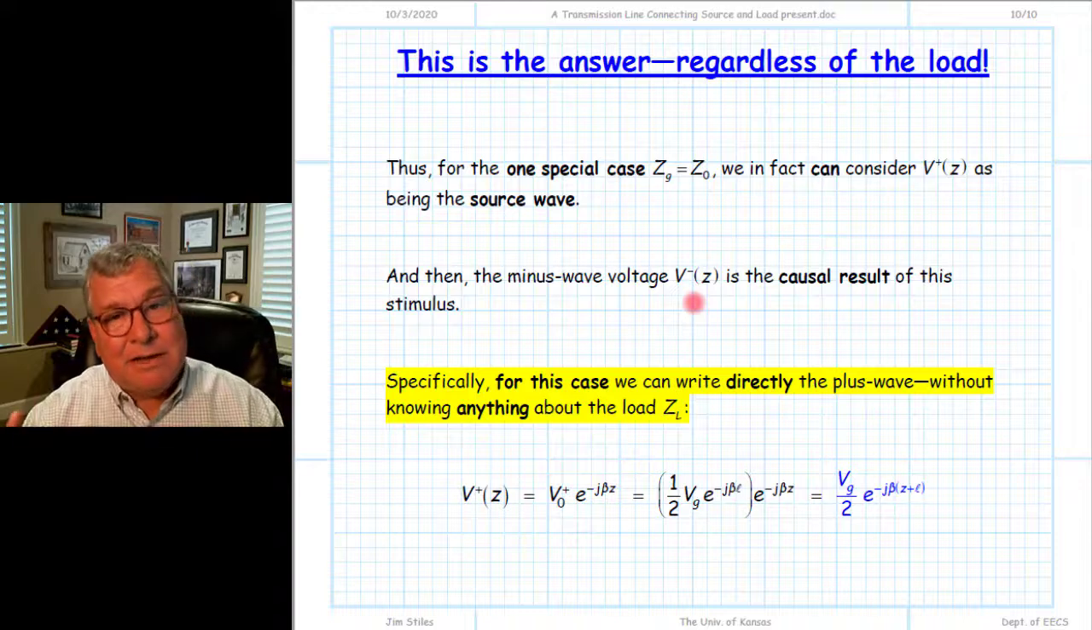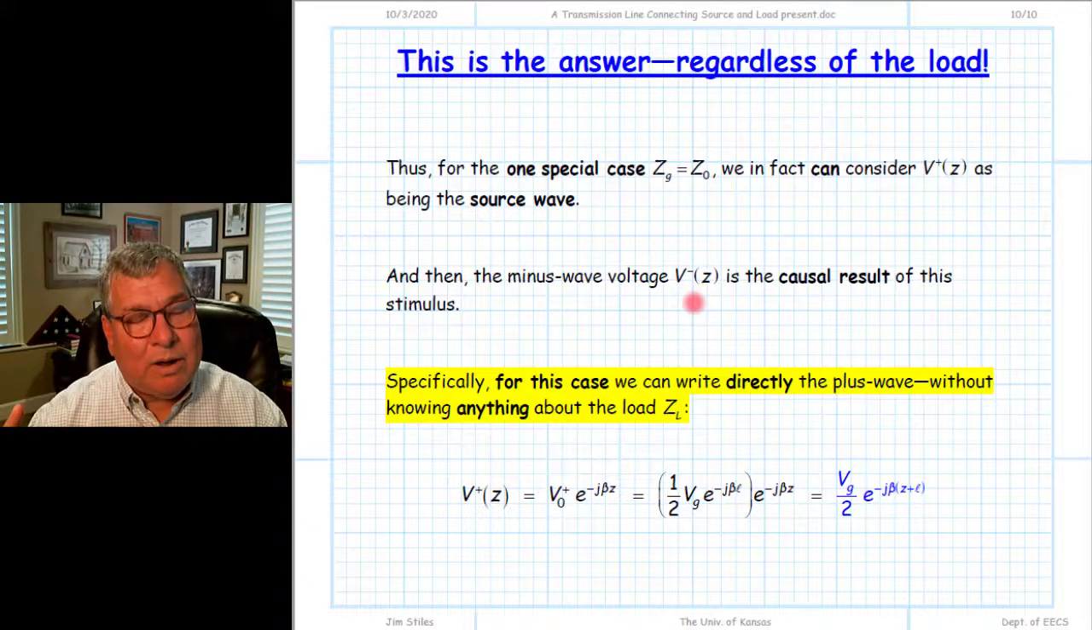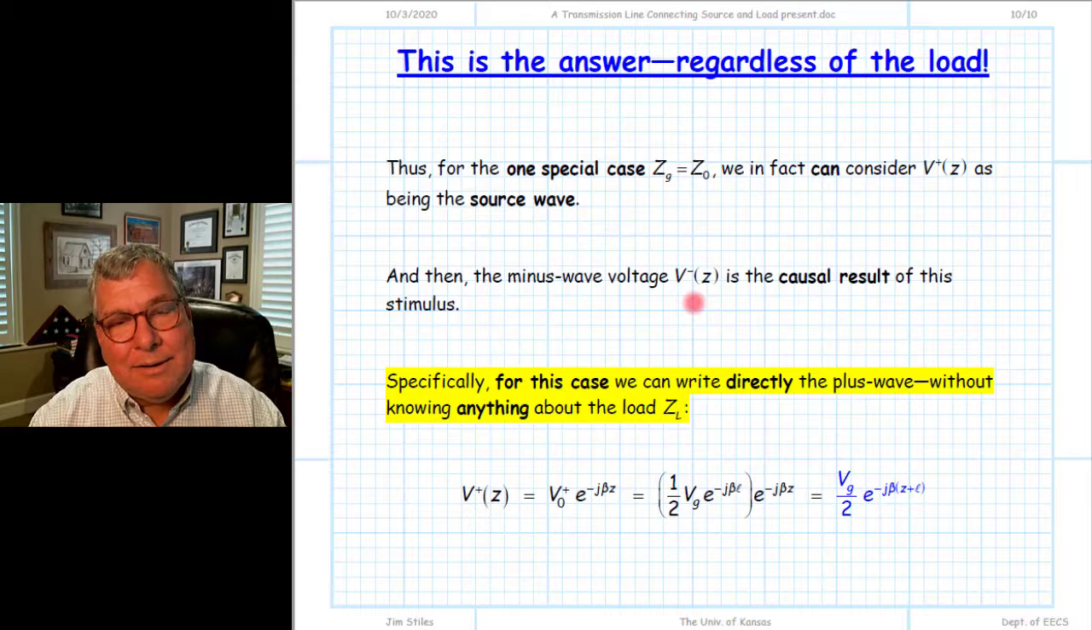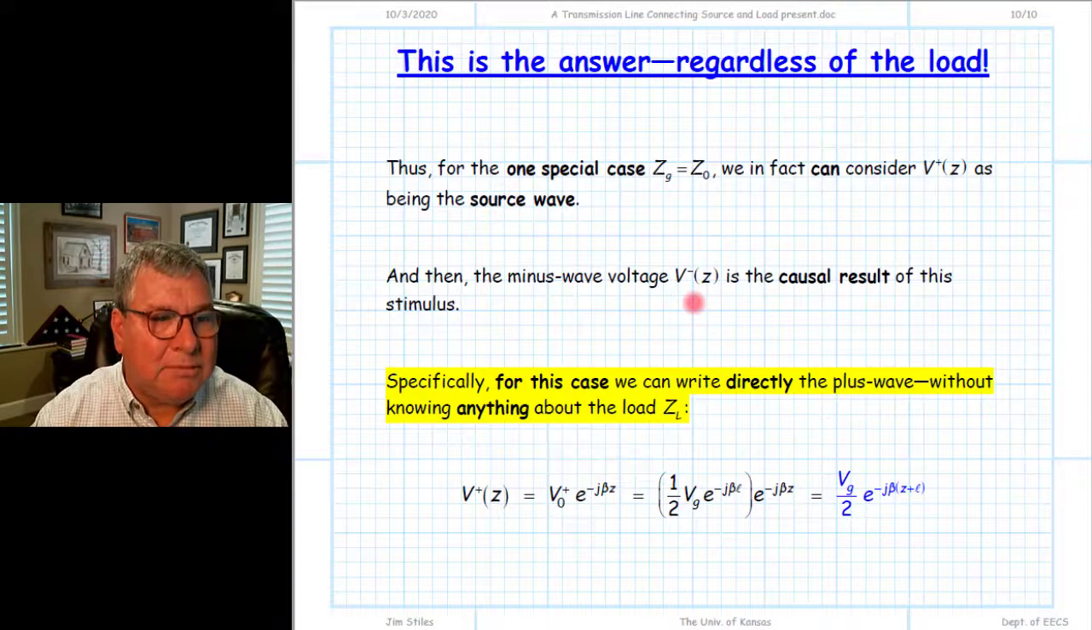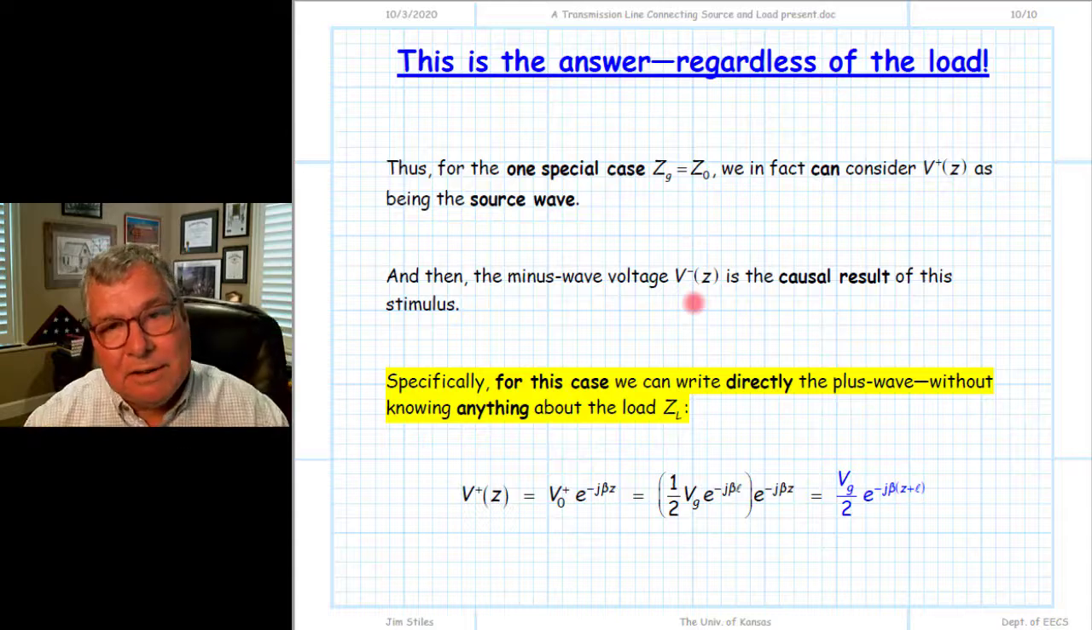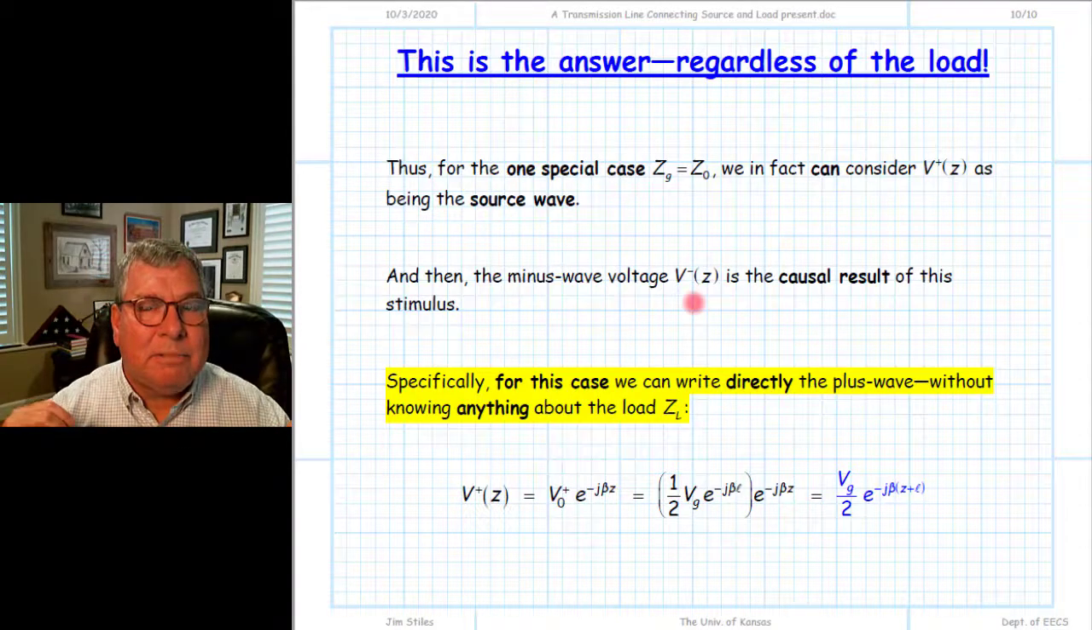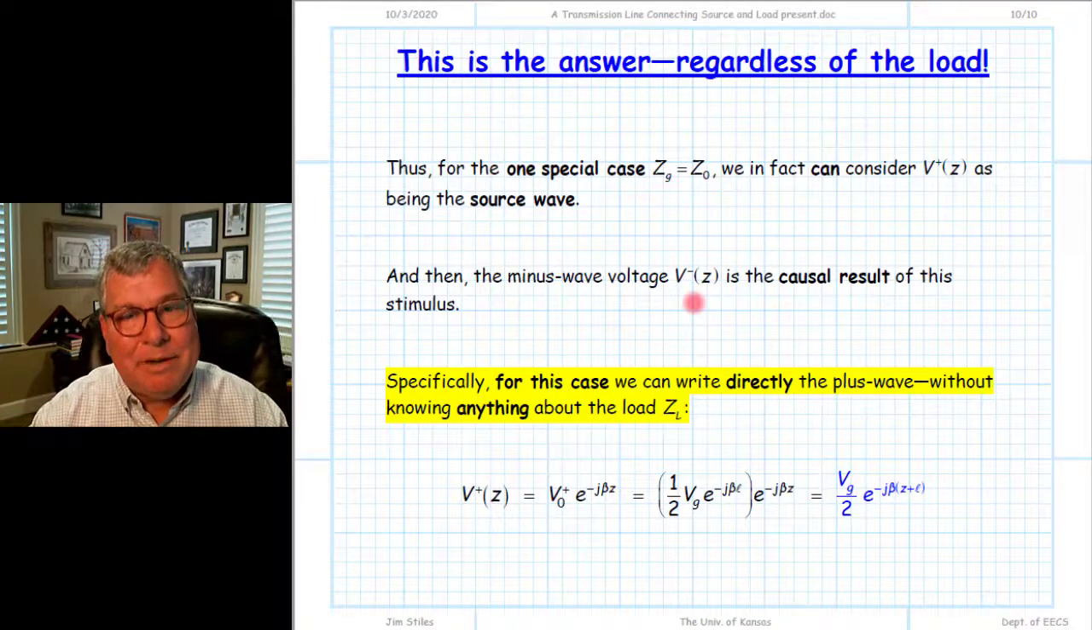Now, the question you might be asking yourselves is, what about the second time around and third time around? I thought part of the wave coming from the source was due to energy that had propagated back and forth between the source and the load multiple times. Well, that's really the reason that the matched source becomes one where the plus wave is causal with respect to the source.